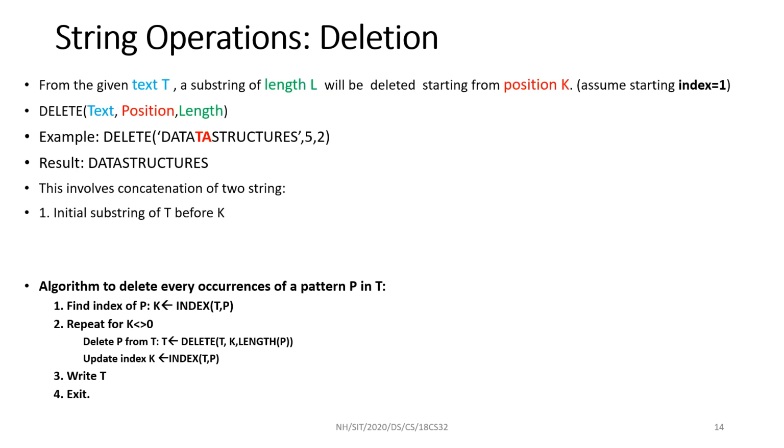Next is deletion. To delete, we need how many characters to delete, from which position, from which string. These are the three pieces of information to send to the function. Main string T, after deletion, substring of length L, starting from position K. Again we assume that index equals 1. This process involves these steps.